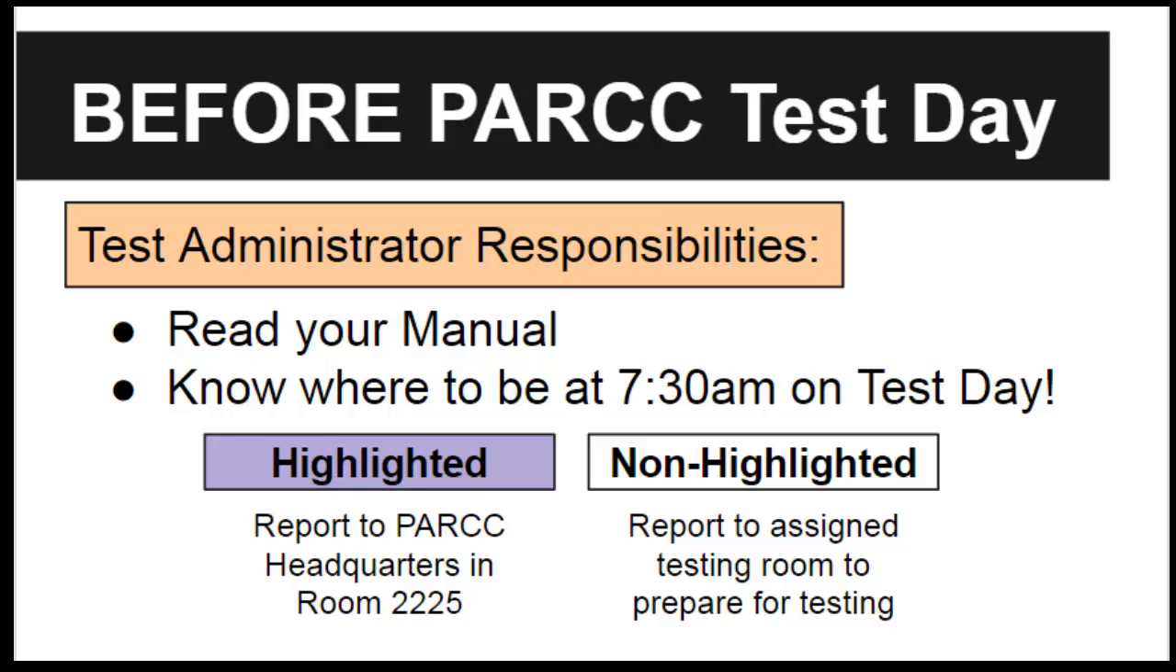The second thing you need to know is where you need to be on Tuesday morning, March 3rd. If you look at our spreadsheet, you see that you are assigned by classrooms, and some of you are highlighted and some of you are not. If you are highlighted, and you're regular ed, you need to report to room 2225. If you are not highlighted, you need to report to your assigned testing room to begin preparing the room, and we'll talk about what that entails, and to begin checking students in. If you are in special ed testing and highlighted, you should report to room 0200. All PARCC special ed testing will be taking place down on the math floor, the bottom floor.